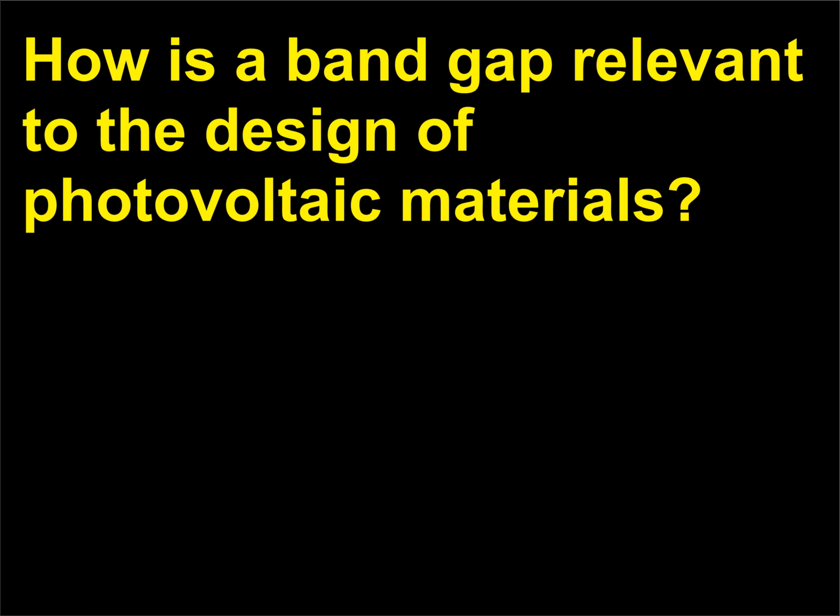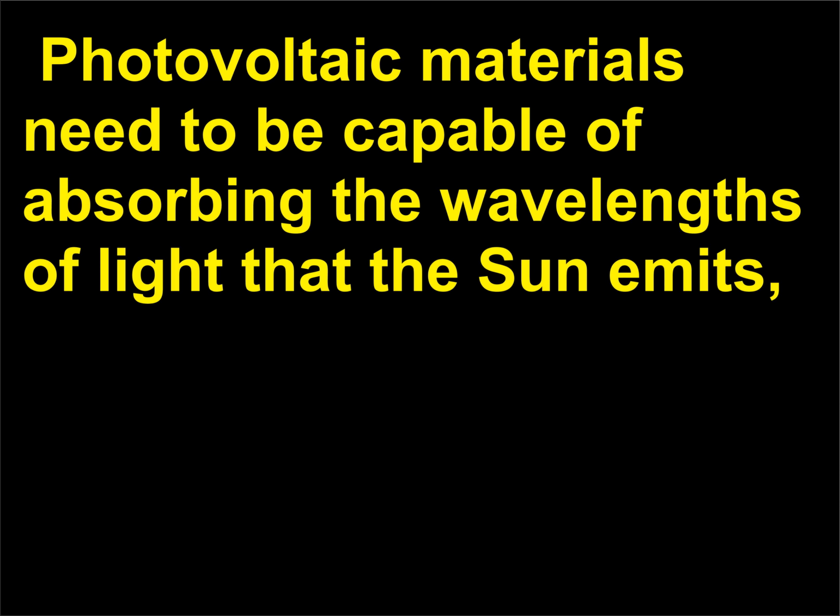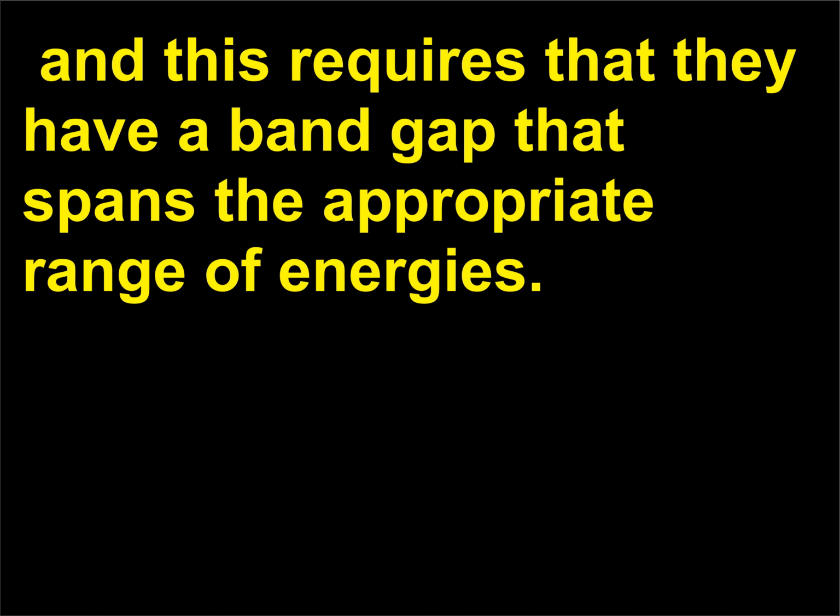How is a band gap relevant to the design of photovoltaic materials? The band gap of a material determines what wavelengths of light a photovoltaic or any other material can absorb. Photovoltaic materials need to be capable of absorbing the wavelengths of light that the sun emits, and this requires that they have a band gap that spans the appropriate range of energies.